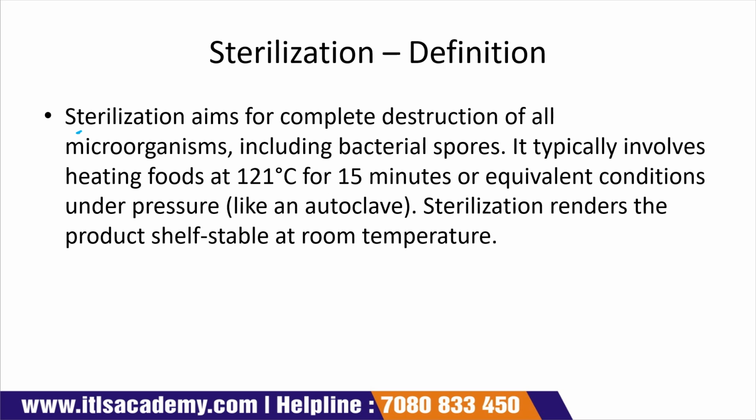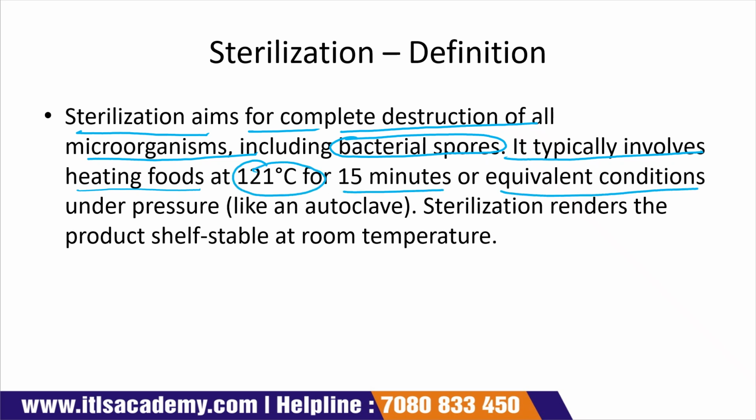Now see what is written here. Sterilization aims for complete destruction of all microorganisms, including bacterial spores. It typically involves heating food at 121 degrees Celsius for 15 minutes or equivalent conditions under pressure, like an autoclave. In an autoclave, when we perform a sterilization process, we use a temperature of 121 degrees Celsius, and along with it 15 psi pressure is also used. Sterilization renders the product shelf stable at room temperature.